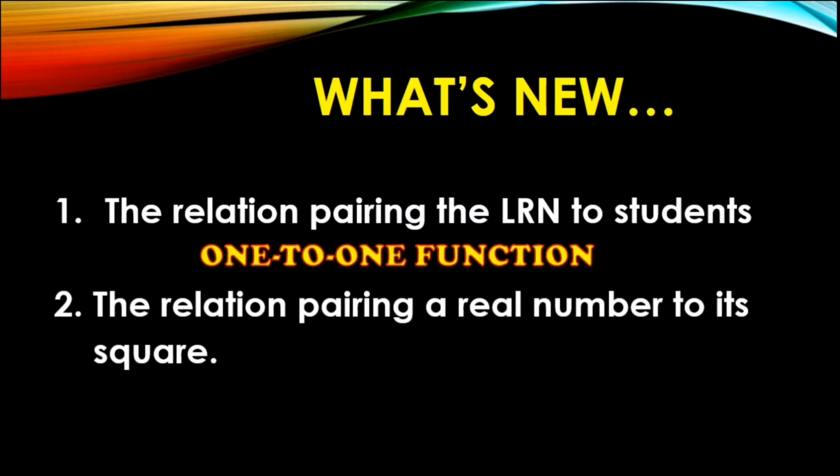Next number, the relation pairing a real number to its square. For example, we have a real number 2. Its square is 4. Another real number is negative 2. Its square also is 4. So negative 2 and 2 have the same square, which is 4. That's why this is not a one-to-one function.